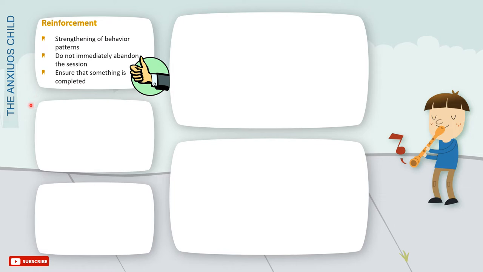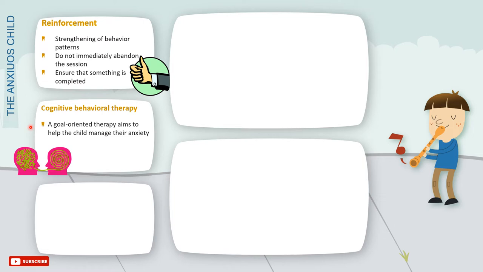Cognitive behavioral therapy. A goal-oriented therapy which aims to help the child manage their anxiety by changing how they think and behave in relation to their problems. This can be used with assistance from psychologists and chair-side self-help methods.